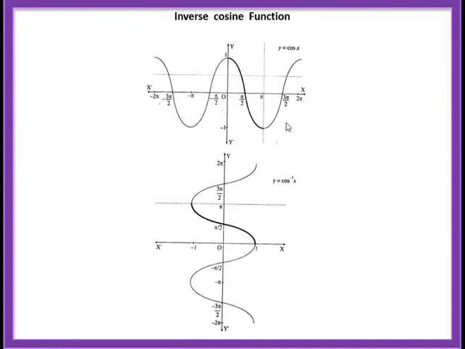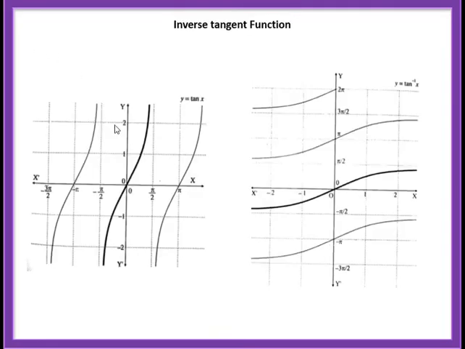Similarly, this is the graph of the cosine function and this is the graph of its inverse. That is, this is the graph of cos inverse x. This is the graph of the tangent function and this is the graph of the tan inverse function.